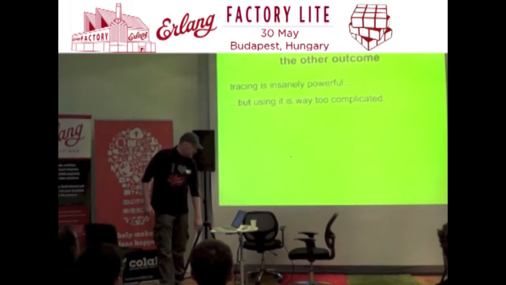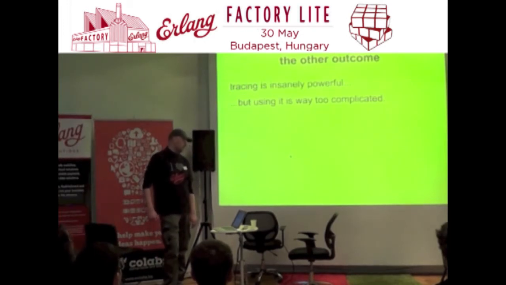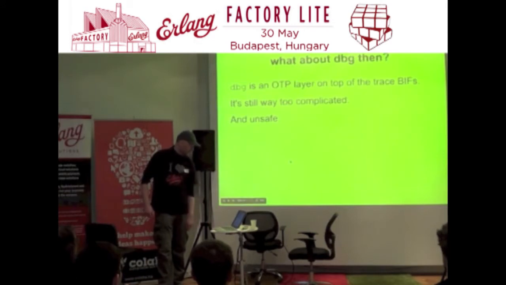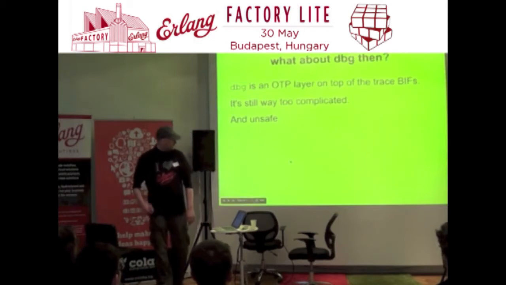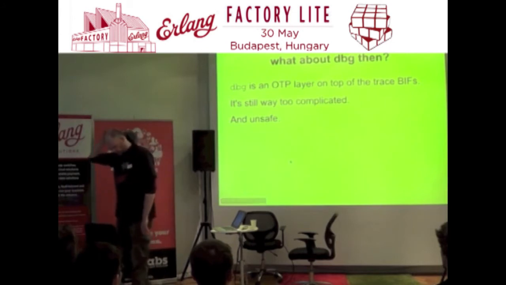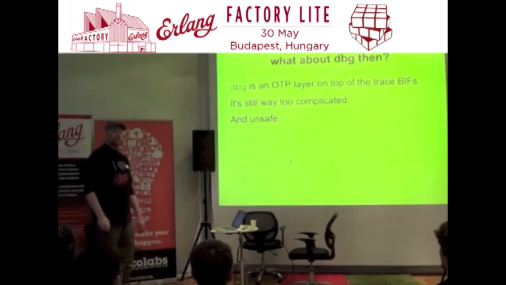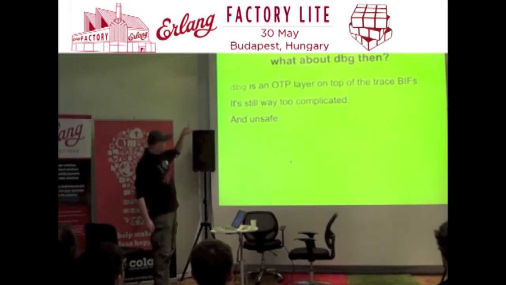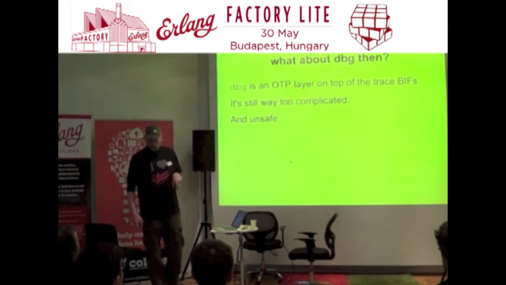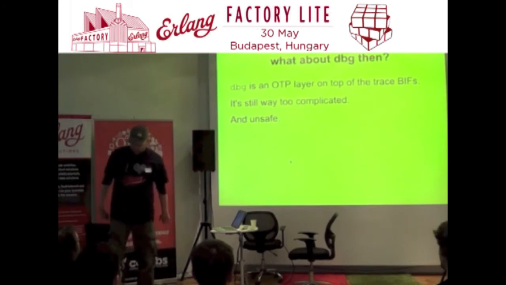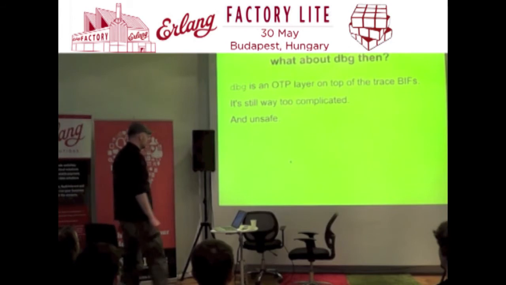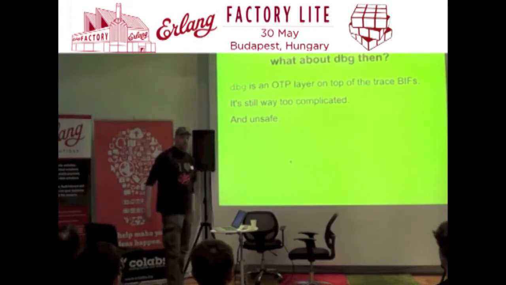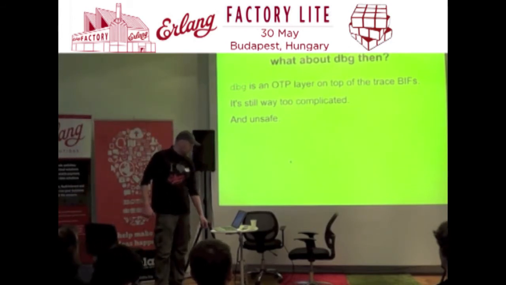But the other outcome was that this tracing is great, obviously, but it's way too complicated. You can't write one-liners like that all the time. There is, of course, a layer in OTP, a tool that uses this and tries to make it more user-friendly, but it's still way too complicated. And the reason I didn't use this dbg thing in the German switch was that several times I crashed the machines in our test lab. It allows you to set up traces that would kill them, or at least it did then.